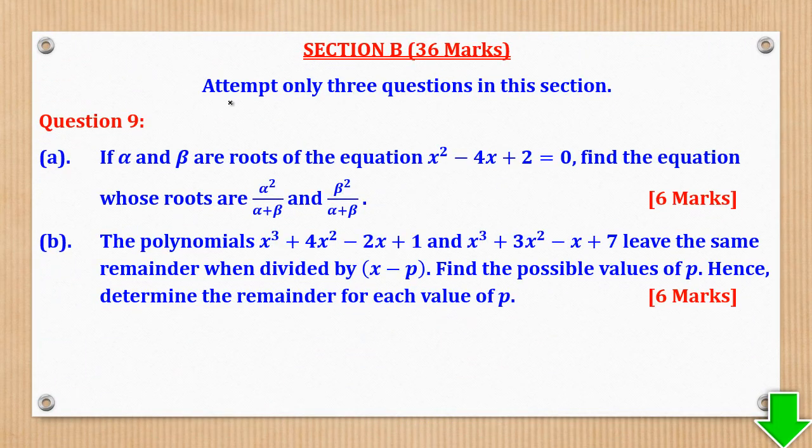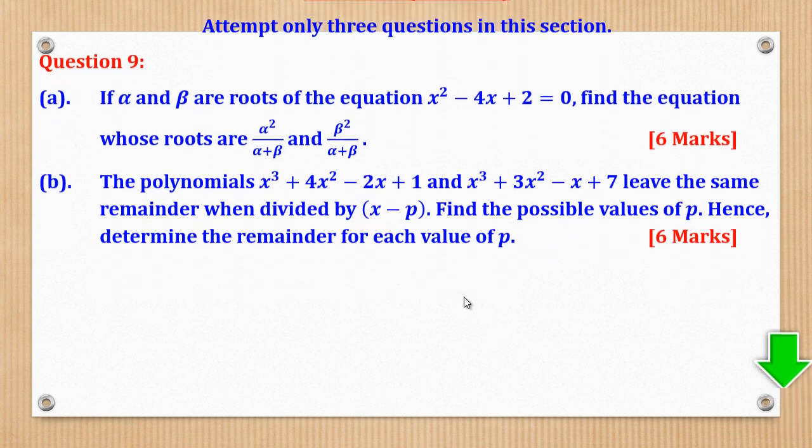So that was section A. Now we shall go to section B. Question 9 says, part A, if alpha and beta are roots of the equation this, find the equation whose roots are this. I think let's begin with that.